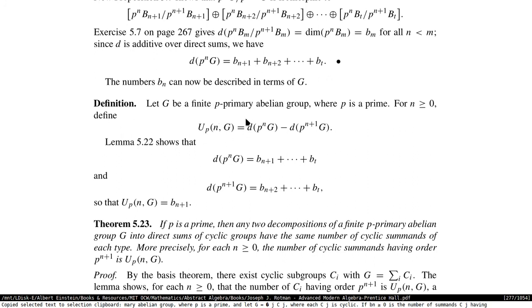u_p(n, G) is the dimension of p^n G minus the dimension of p^(n+1) G. The dimension of p^n G is equal to the b's from b_(n+1) till b_t. The dimension of p^(n+1) G is b_(n+2) till b_t, right? And when you subtract, you're going to get b_(n+1). So why does he have to introduce u_p(n, G) when that's the same as b_(n+1)? We already have a name for it. Indeed, I don't know why he's doing this. Why don't we just call it b_(n+1)?